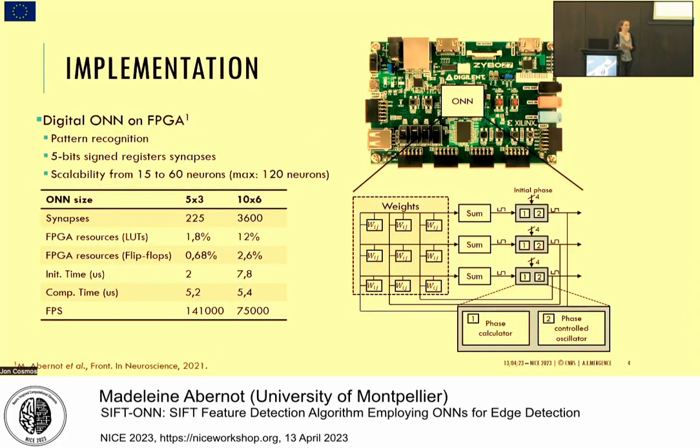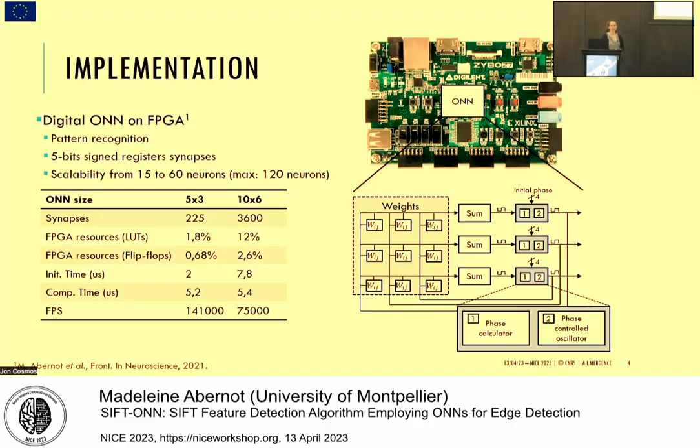To go beyond and explore different architectures, we developed an implementation of the ONN inside an FPGA. It's a proof of concept to explore applications. Inside the project, there are other partners developing emerging devices for oscillatory neural networks and circuits for analog ONNs. In this case, we use a digital implementation, with digital oscillators and registers as synapses. If we scale the network up from 15 neurons to 60 neurons, the number of resources required and the number of synapses increase a lot. So we are really exploring how to go beyond this.